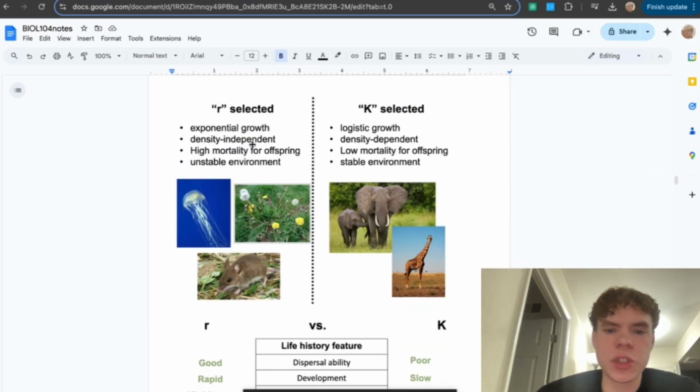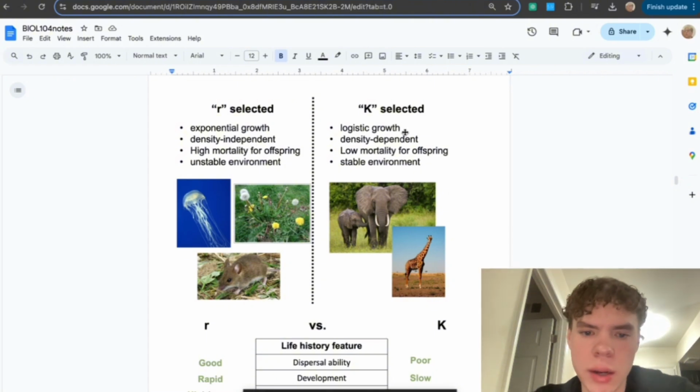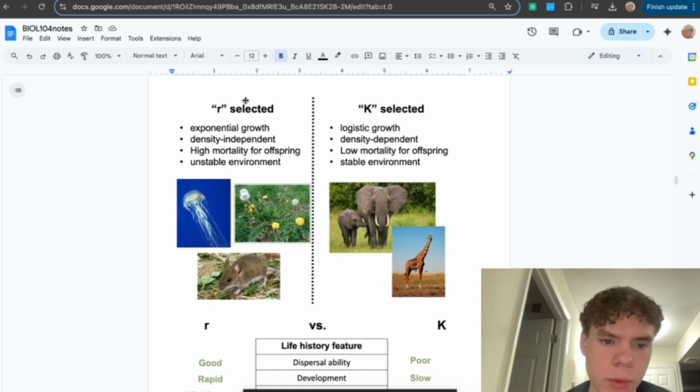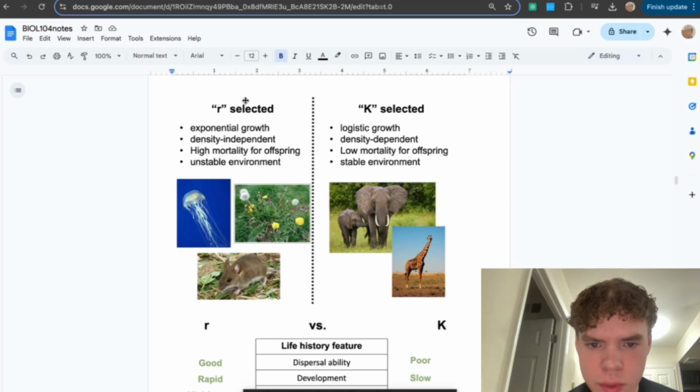So our R selected species and our K selected species. I said earlier how K refers to our carrying capacity versus R refers to our growth rate, right? So if we have an R selected species, it means it has exponential growth, it's density independent, it's very good at reproducing very quickly, but it's a bit more unstable. It can die out more quickly.